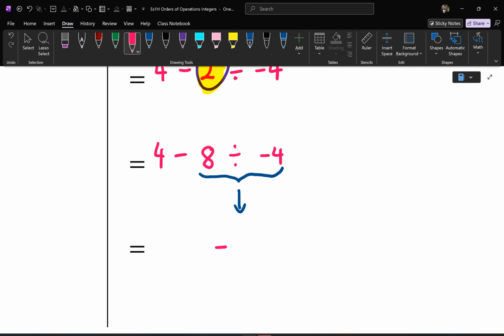-2, beautiful. So again, 8 is a positive number. This is a negative number. So positive, negative, they're different signs. So hence, the overall answer is going to be a minus or negative. 8 divided by 4 is 2. So you fill in 2. And now let's fill in what we still have. We still have a 4, and we still have that subtraction sign.